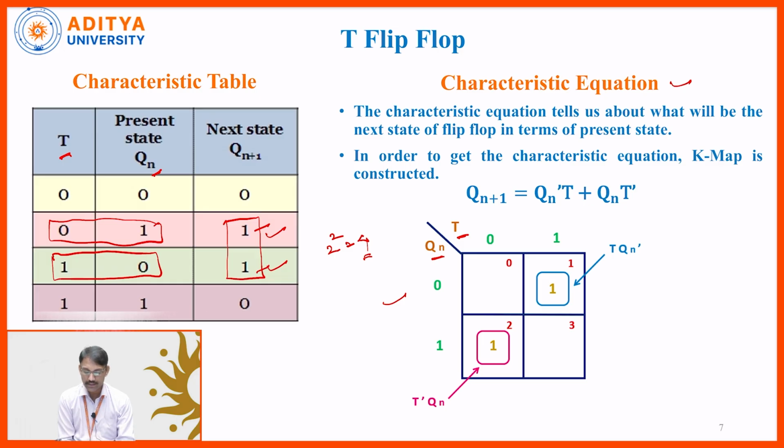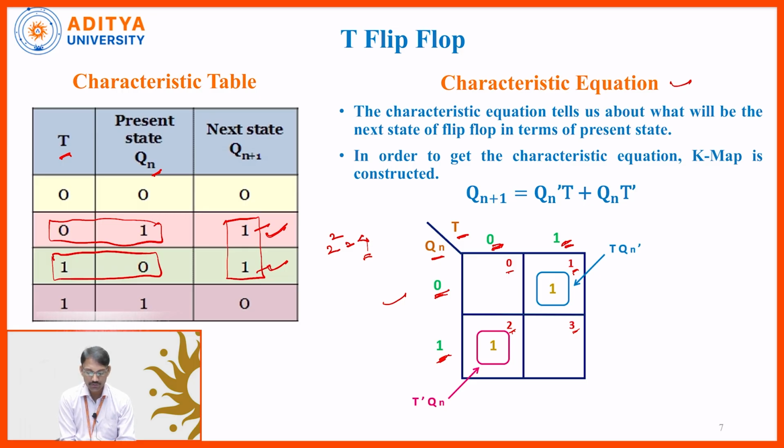Now, for the 4 boxes, Qn is 0 one time and 1 one time, and T is 0 one time and 1 one time. So 0 0 is box 0, 0 1 is box 1, 1 0 is box 2, and 1 1 is box 3. Now, for these two conditions, the output is enabled. That means Qn plus 1 is enabled.